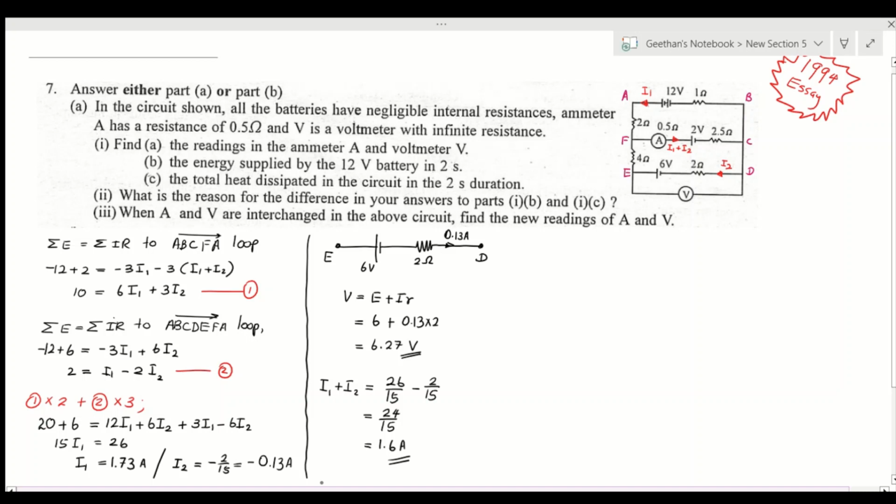Also they are asking for the ammeter reading. The ammeter reading is the current which is passing through the ammeter, which is I1 plus I2. Since we have got a minus value for I2, we have to apply it as it is. I have applied this in fractions because it may get simplified and we are going to get a good answer when we do the fraction. So I got 1.6 amperes as the current passing through the ammeter.